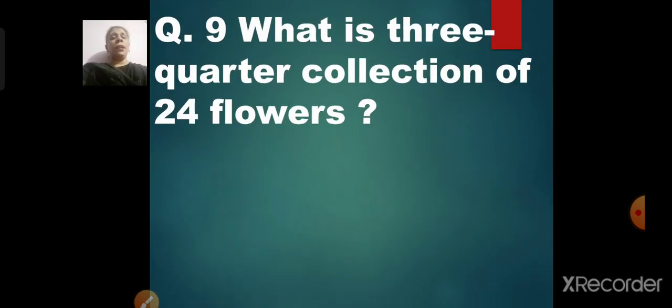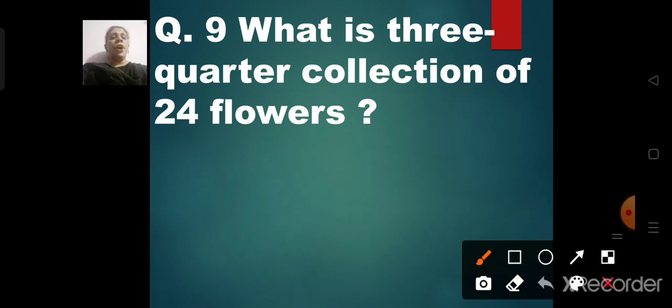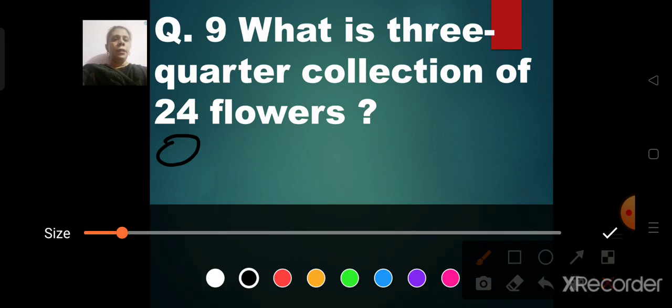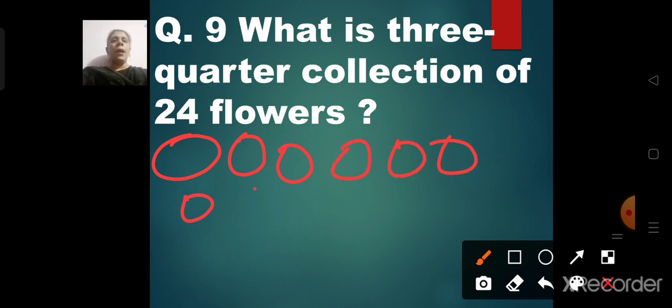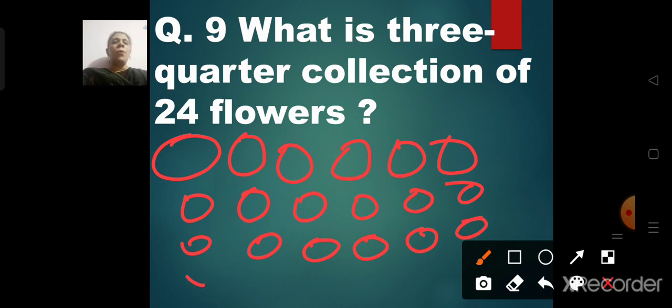What is 3/4 collection of 24 flowers? Okay. Now I am having 24 flowers. Wait, I'll draw 24 flowers. Wait, I'll take another color, a darker color for the brush. Okay. 1, 2, 3. Now children, we have to divide it into 4 parts. So 4 6s will be 24. So that means in a group I will have 6 flowers. 1, 2, 3, 4, 5, 6. 1, 2, 3, 4, 5, 6.